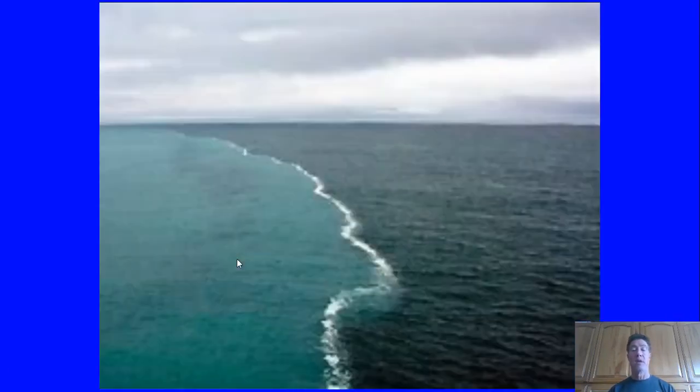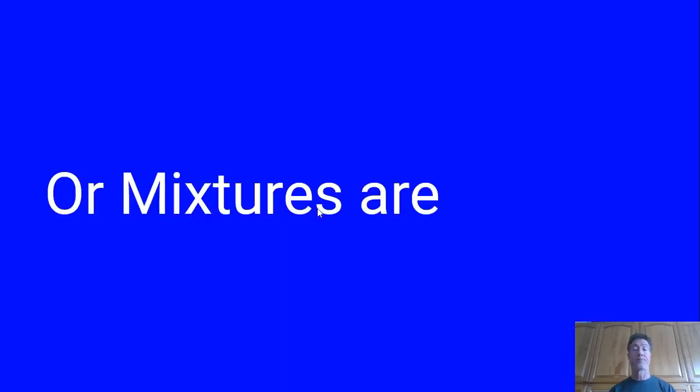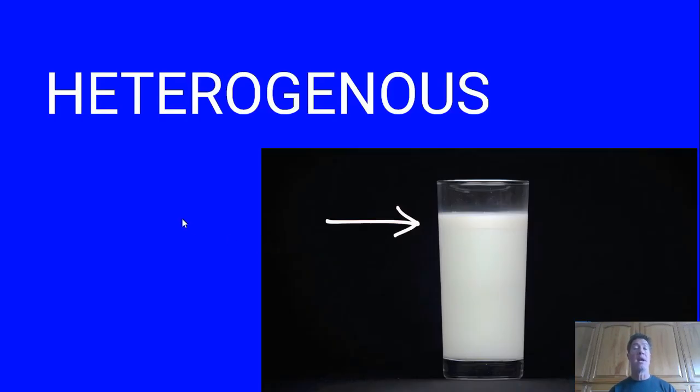So you can have different salinity, that's the measure of salt, in different bodies of water. Different oceans have slightly different salinity. Different lakes can have different salinity compared to other lakes. The Dead Sea, for example, has a very, very high salt content, whereas the Great Lakes have a very, very low salt content. So mixtures are either homogeneous or they are what is known as heterogeneous.